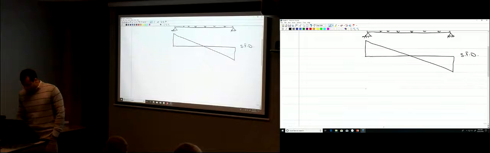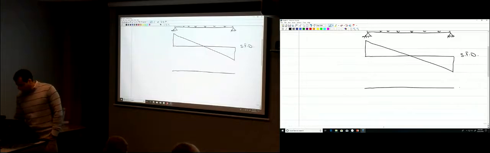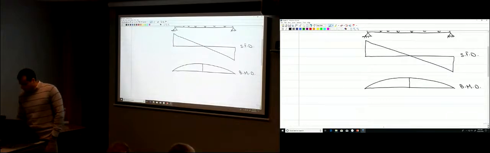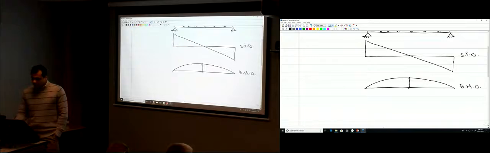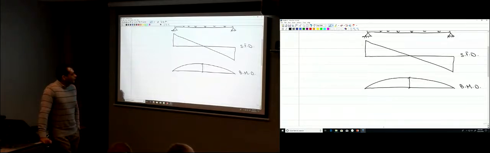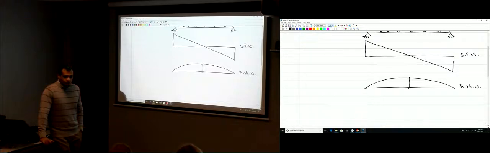Let's say you want to draw the bending moment diagram. It would look like this. It's symmetric, definitely, so the maximum bending moment is right in the middle. The maximum shear is at the support. So when you design your beam for shear, you base your design on the maximum shear value, which occurs at the support. Even if you have a continuous structure, the maximum shear will be at the support.